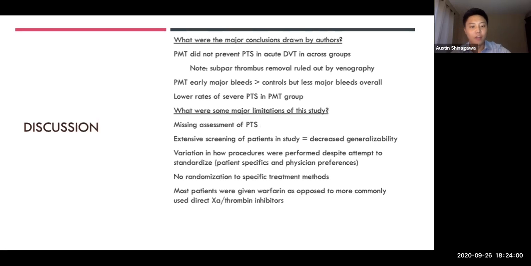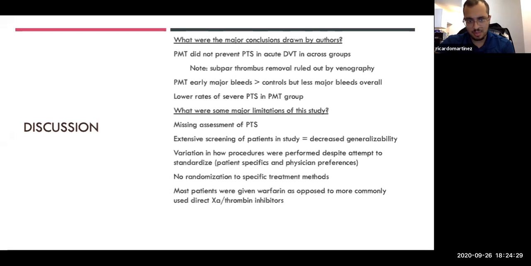Tushar also mentioned in the chat one of the criticisms, which was that they didn't distinguish between the different methods of mechanical thrombectomy, as in they didn't randomize between these. So this is definitely an area of future study, as I think Dr. V alluded to as well, looking at severe PTS between these different types of treatments. Yeah, so those are definitely some of the things that the authors mentioned in the article as well.